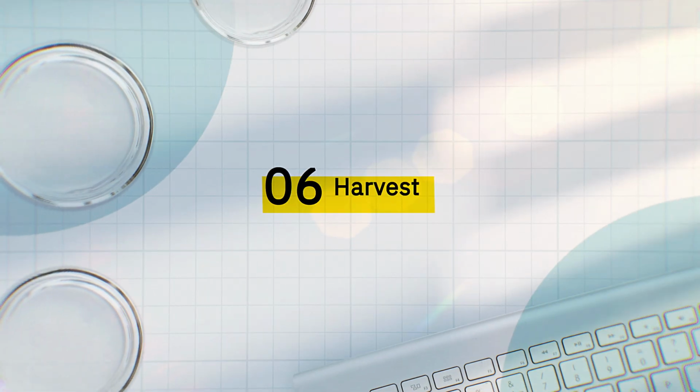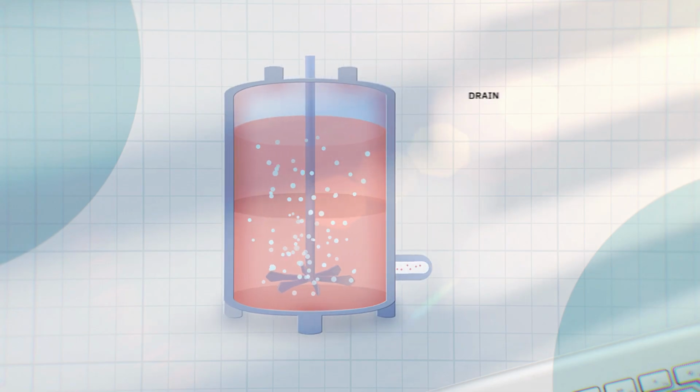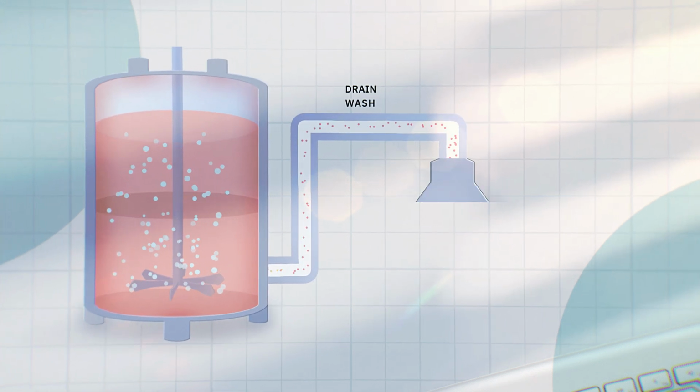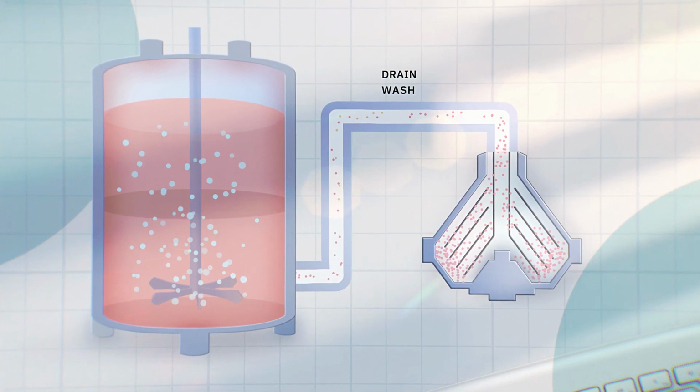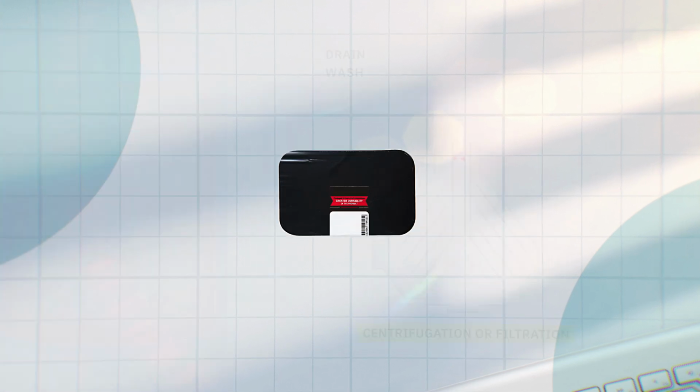Harvest. After differentiation, the culture media is drained, and the cells are washed and recovered as biomass by centrifugation or filtration. They are then taken through a series of steps to formulate a final product.